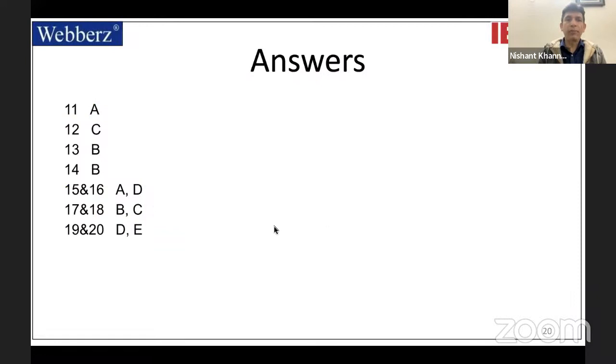Okay? And trust me, the whole section is difficult. Section number 2, it was section number 2. Generally, it is not that difficult, but this time I have taken up a section which is actually tough. So I want you to write down your total answers out of 10. So these are the answers. 11th is A, 12th is C, 13th and 14th is B. 15, 16 are A and D in any order. 17, 18 are B and C in any order. 19, 20 are D and E in any order.